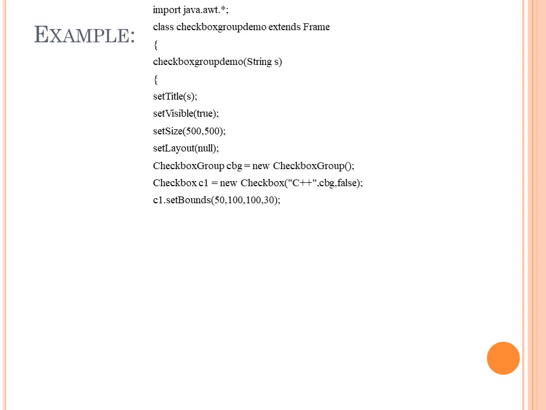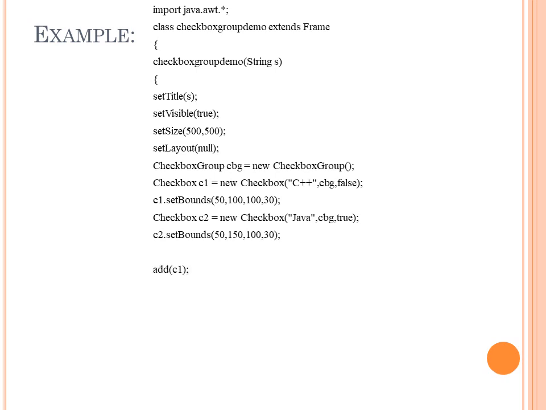Then next part will be your coordinates that we set for your C1, that is C1 dot set bounds. Then your second checkbox will be checkbox C2 is equal to new checkbox, and then string name will be Java, and then we are going to add it to your checkbox group, so we are adding comma cbg comma true. Means what? We are going to set Java as true, whereas C++ as false. Then we will set the coordinates for your C2, that is C2 dot set bounds, and inside that the coordinates.